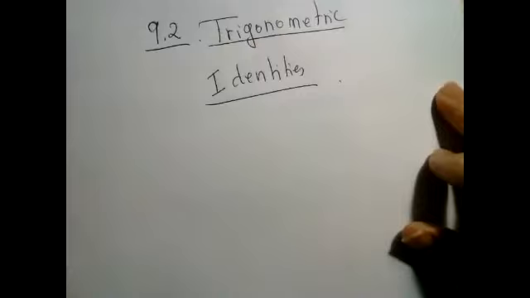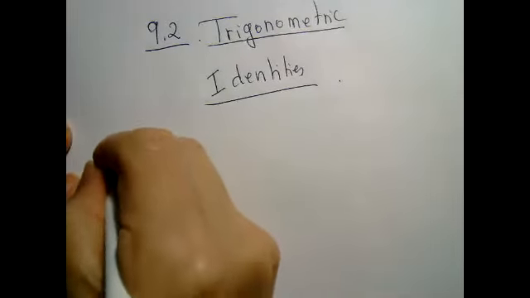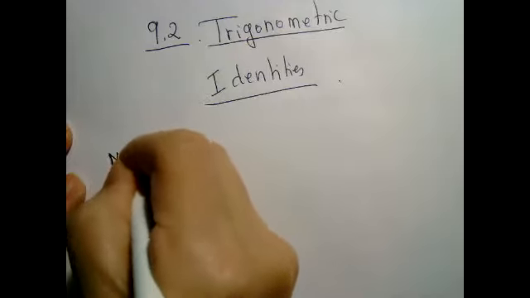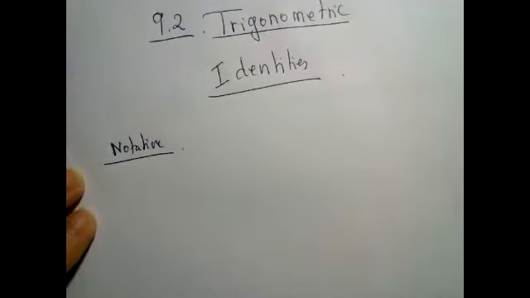All right, so trigonometric identities. The first is notation. Notation is important here. I think I talked about that once before, but I want to make sure you understand it.